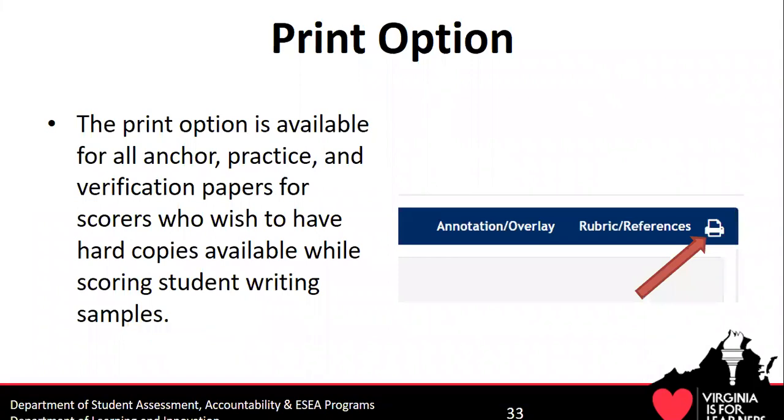We wanted to take a minute to point out that if you are a paper person, the print option is available for you for all anchor, practice, and verification papers for scores. This is specific to 5th grade and potentially 8th grade. The local high school button will not have the verification papers available to print, because scorers are required to complete those in a certain manner in order to qualify to score those papers. But for 5th grade writing, you should be able to print any anchor, practice, or verification paper through this print option.